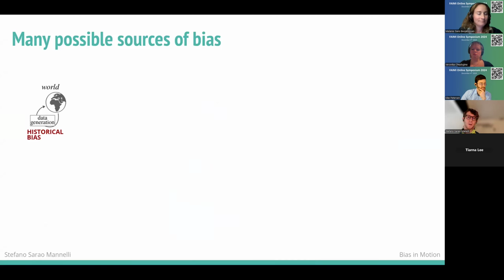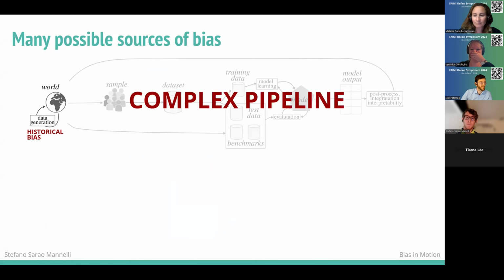And the starting point is that I think, and other people in the community think the same, that associating bias only to historical bias or bias present in a data set is limited. Of course, historical bias and dataset bias have a strong impact on classification performance and fairness issues among different groups in the population. But this is only part of a picture that is way more complex.